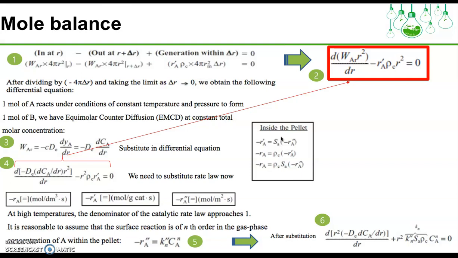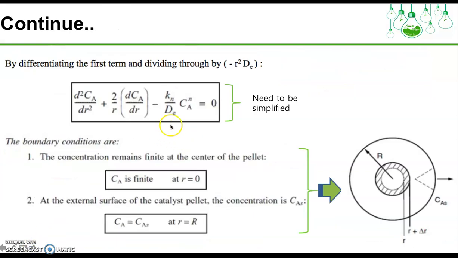Let's say in the question you are given RA single prime, how do you convert it into RA? You need to multiply by the density of the catalyst. After you see equation 12.10, the next slide will show you equation 12.11. So you will arrive at this equation, right? This is not a meaningful equation, it's not a friendly equation, so we need to simplify it.